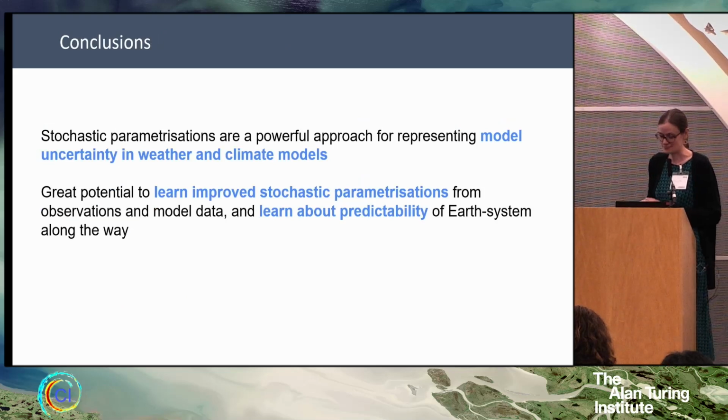And so that then brings me to my conclusion slide. So we find that stochastic parameterizations are a really useful way for representing model uncertainty in weather and climate models. And we think there's great potential to learn improved parameterizations from model data, but also learning about the predictability of the Earth system along the way.